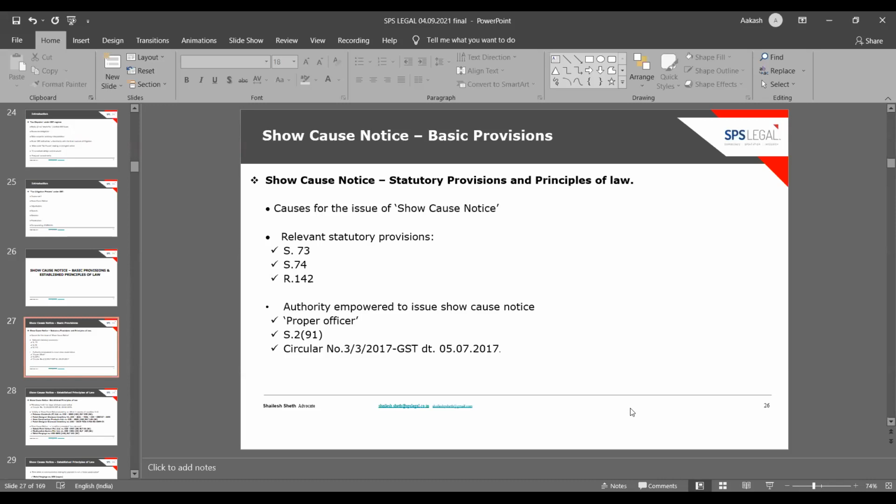Two important aspects here: one, an inspector, who is subordinate to a superintendent, cannot issue a show cause notice under section 73 or 74. Similarly, the commissioner has also not been designated as an officer who can issue a show cause notice and adjudicate the matter. I'll come to that at a later point of time. This is an interesting departure from the erstwhile practice being followed under excise, customs and service tax.